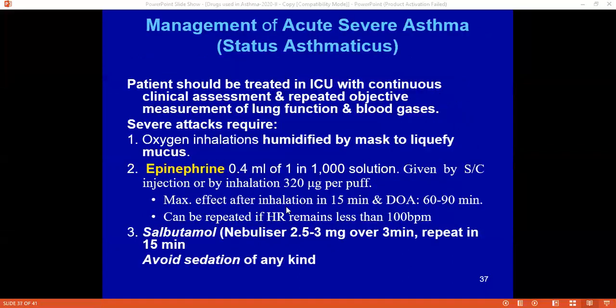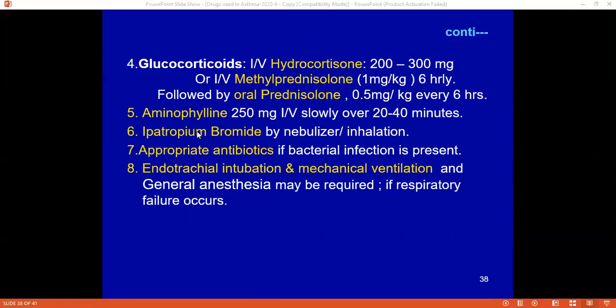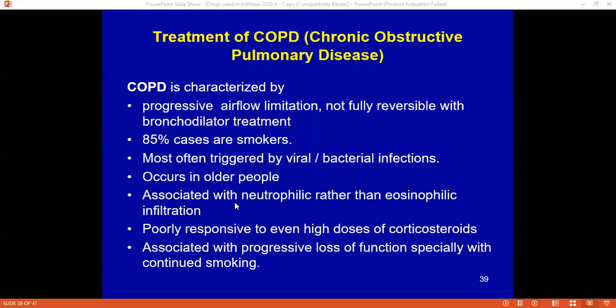This is the outline of treatment of bronchial asthma. In a stepped fashion, we can start from epinephrine, salbutamol, then glucocorticoids, aminophylline, ipratropium bromide inhalation, and appropriate antibiotics, and then we will review the treatment after the condition has settled down. After reviewing the condition, we will start the patient on oral therapy.